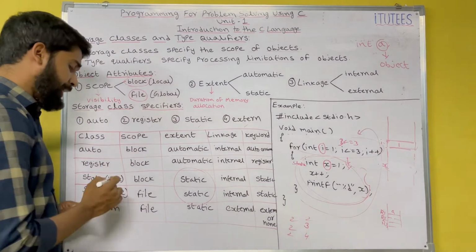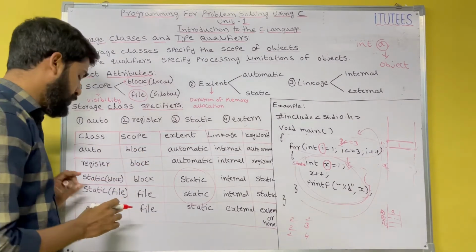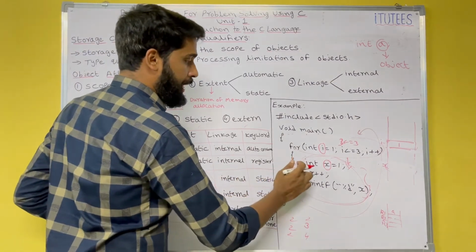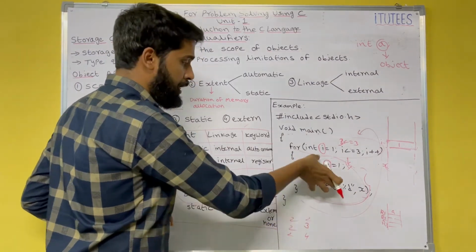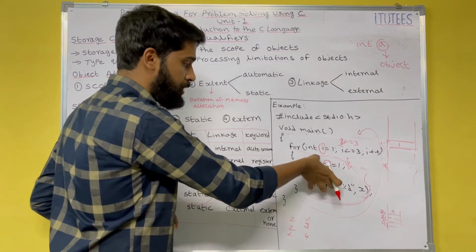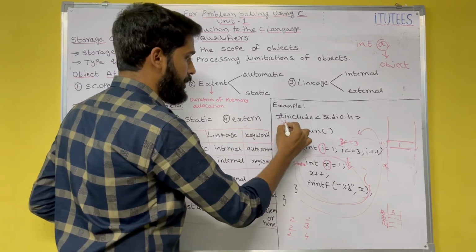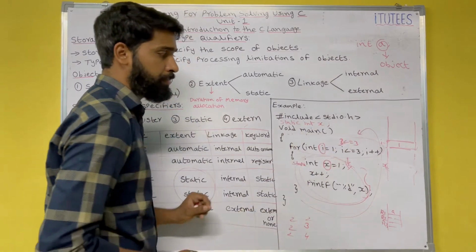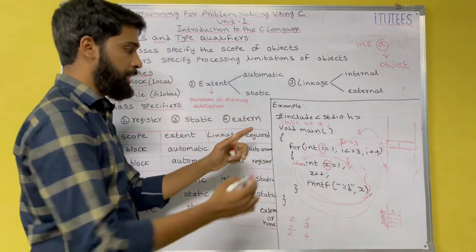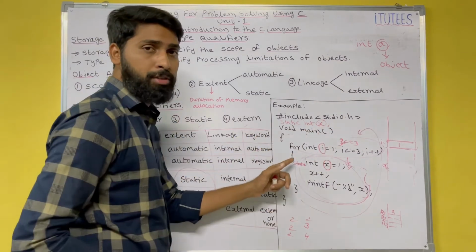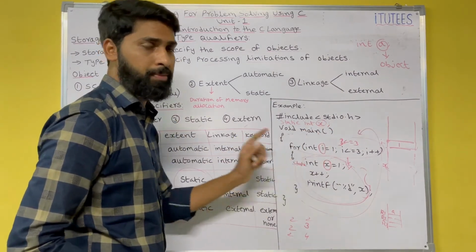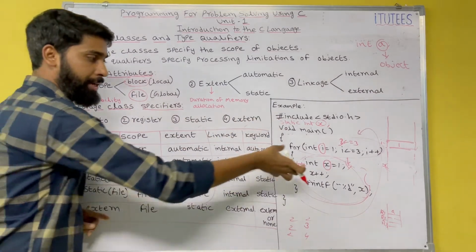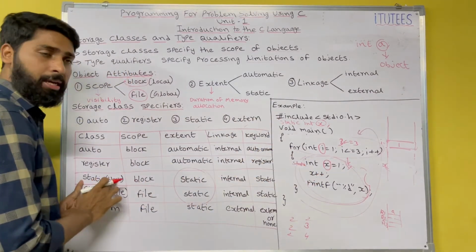Now, in static we have two types, one is block, another one is file. If I declare this x within the block, then the visibility of x is within the block. If I declare this x globally, then this x can be visible within the whole program. That's the only difference. If I declare it here, that is static file. If I declare it within the block, that is static block.